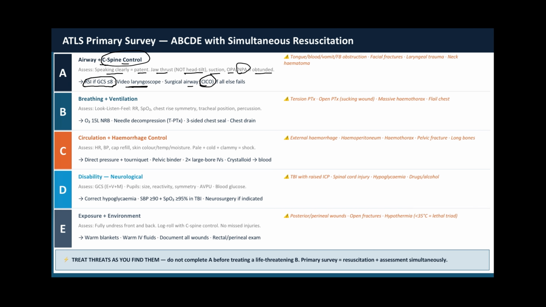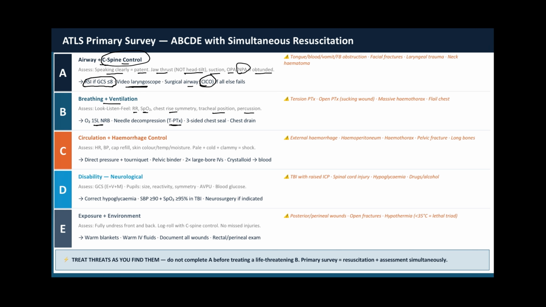Next is breathing. Breathing comes with ventilation. Always start every trauma patient with 15 liters of oxygen via a non-rebreather mask. Here, you need to assess for chest rise symmetry, look for the tracheal position, and do percussion of the chest. Look at the respiratory rate and saturations.